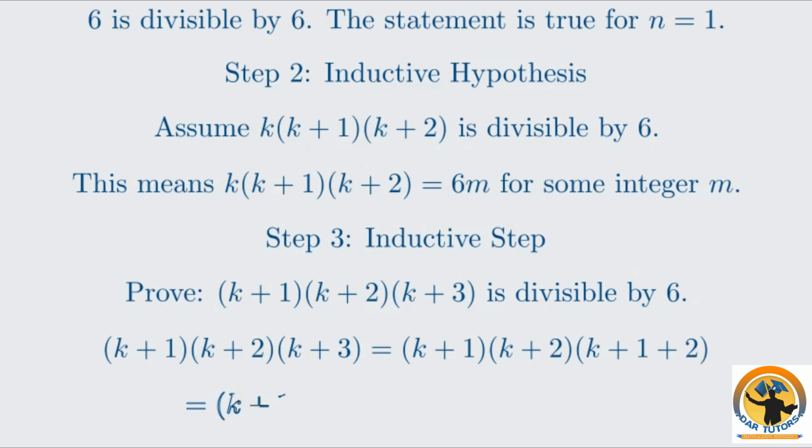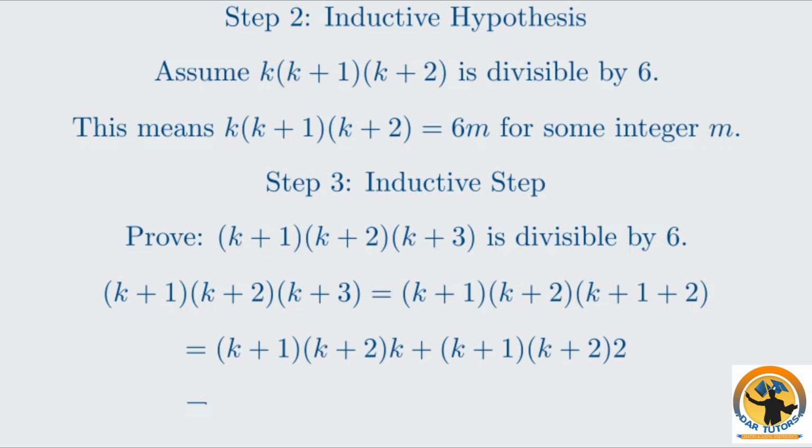This gives us (k+1)(k+2)k plus (k+1)(k+2) times 2. Let's rearrange the first term to match our inductive hypothesis. This becomes k(k+1)(k+2) plus 2(k+1)(k+2). Now we can use our inductive hypothesis. We know that k(k+1)(k+2) equals 6m.